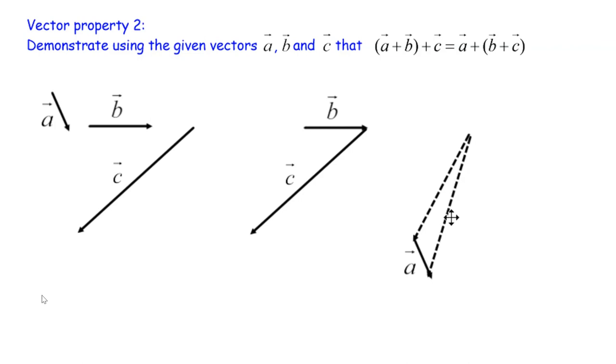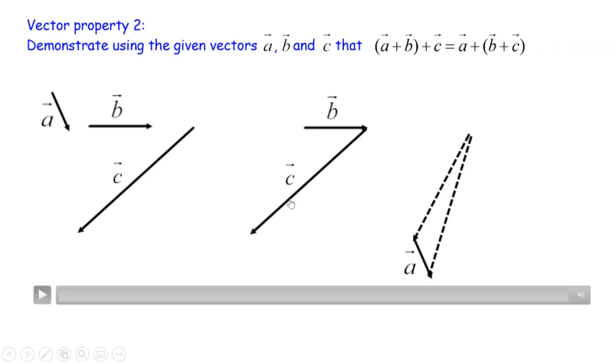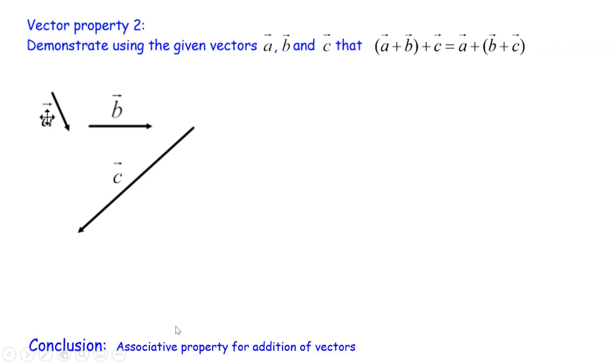Remember, that was the A plus B first, then the C. Now they all still line up together at the end because they're the same result. So that's what we call the associative law, sorry, the associative law for addition of vectors. That order does not matter.